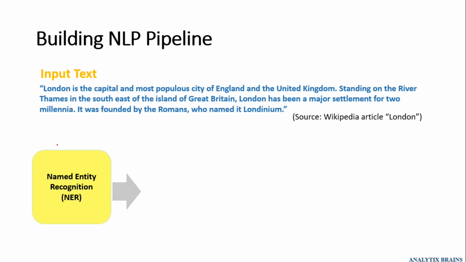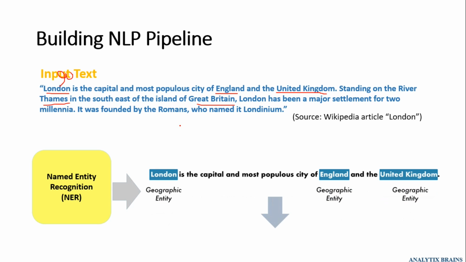Those entities mostly belong to the category or class of noun, like London. So London, what is London? London can be identified as a location. England is also identified as a location. United Kingdom can also be identified as a location. Thames can also be identified as a river name. Great Britain. So all these are the entities that have been identified in the sentence.